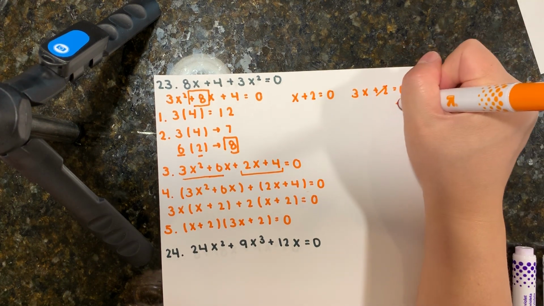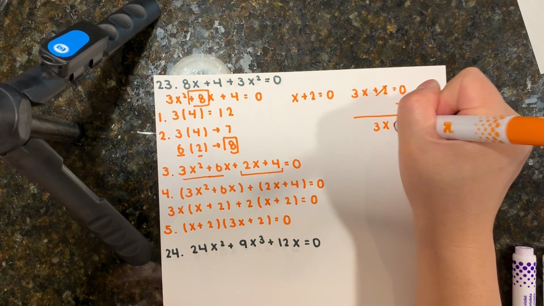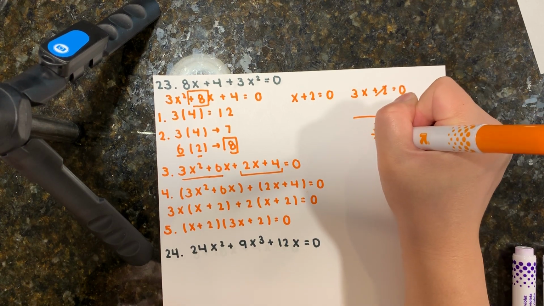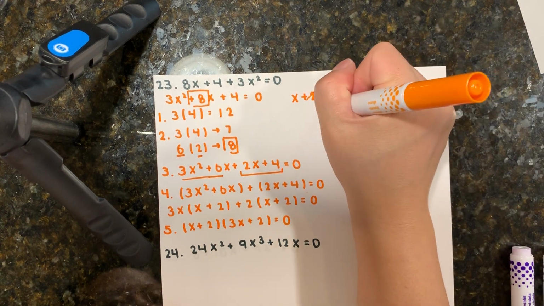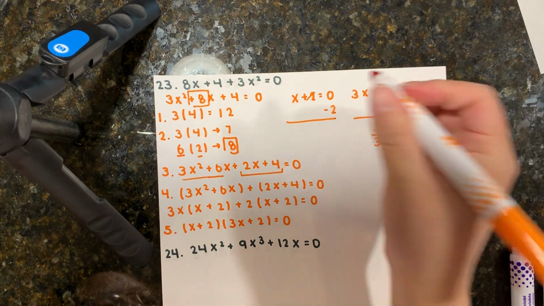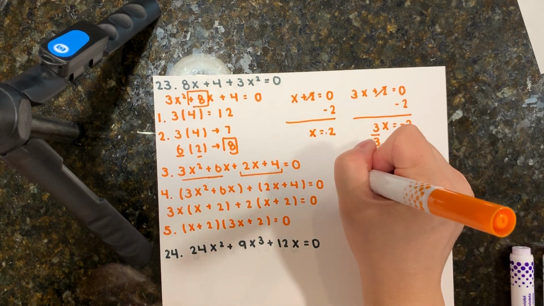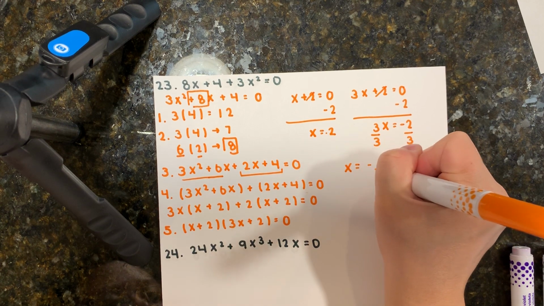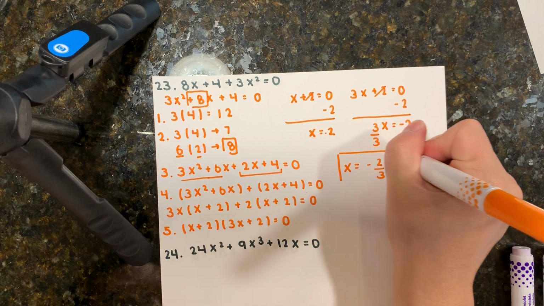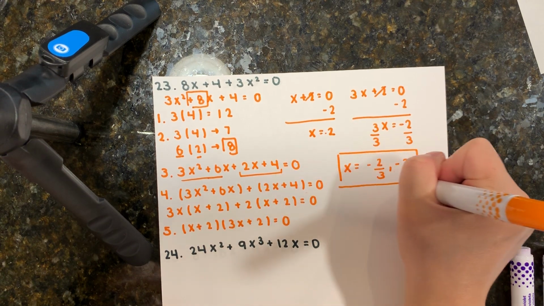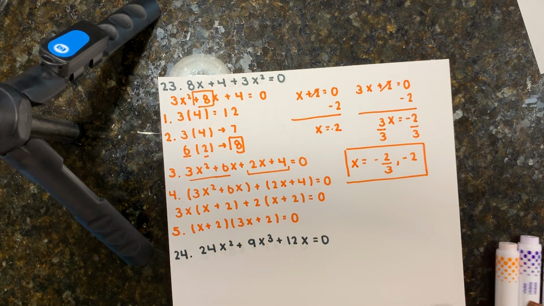I'm going to move the 2 to the other side. So I have 3x equals negative 2, divided by 3. And then for this one, I just need to move the 2 to the other side. So I have x is going to be equal to negative 2/3, but also equal to negative 2. So you have two results here for number 23. Now moving on to number 24.